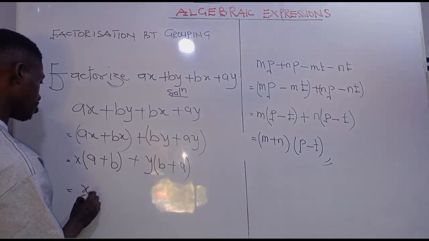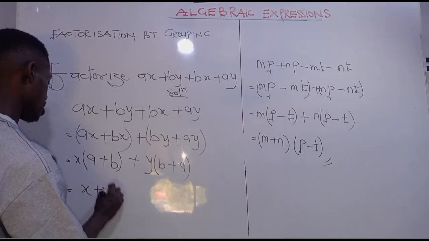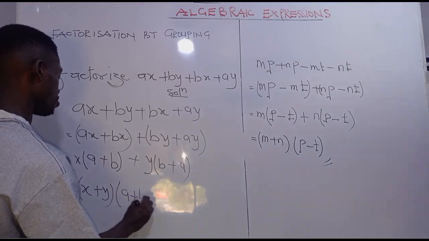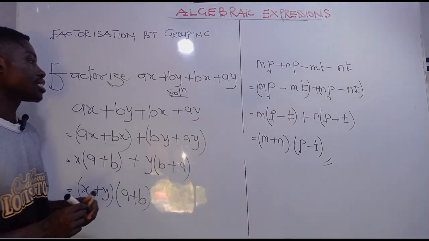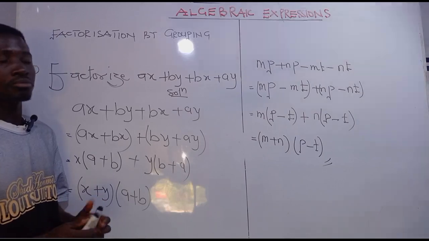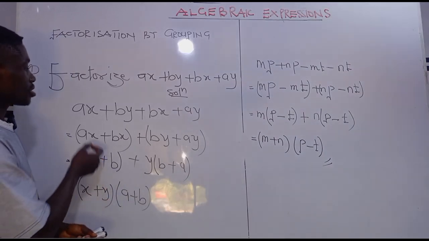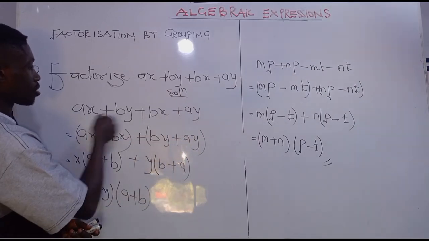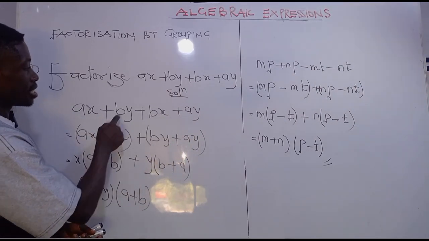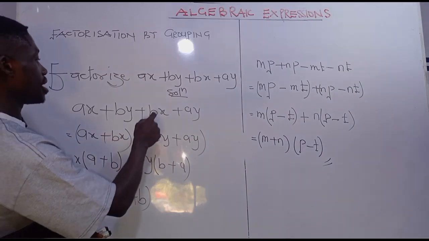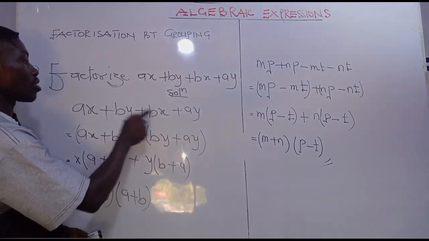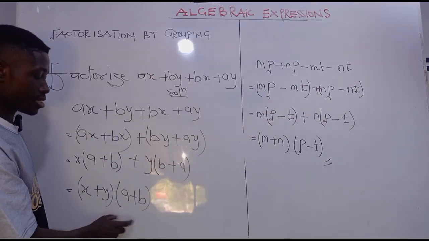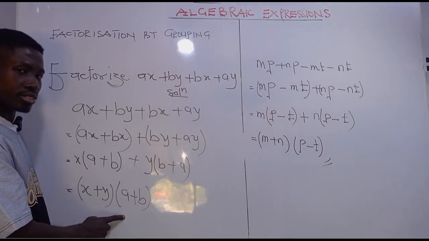After that, we pick those outside the brackets. So we have x plus what? y. And then we pick any of the brackets, a plus what? b. Very, very easy and simple. Somebody can also choose to group ax and ay because these two terms have a common variable, which is a, and then bx and by because these two terms also have a common variable, which is b. When you do that, you are still going to arrive at this very answer.